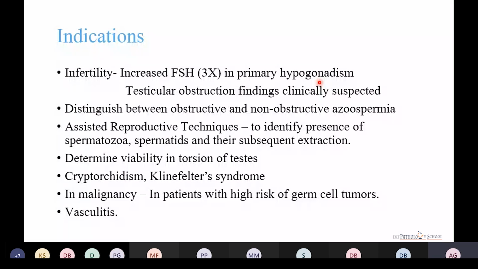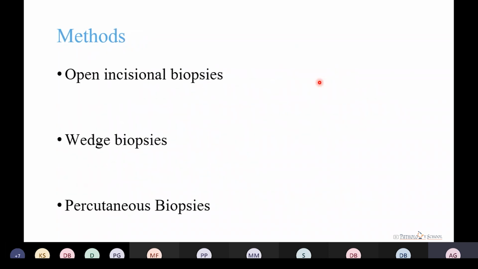Going with the indications of the biopsy: in infertility, in cases of primary hypogonadism where there are increased levels of FSH, in clinically suspected cases of testicular obstruction, in cases of infertility to distinguish between obstructive and non-obstructive azoospermia, in assisted reproductive techniques to identify the presence of spermatozoa, spermatids, and their subsequent extraction, to determine the viability of the testicular tissue in cases of torsion of testes, in congenital conditions like cryptorchidism, Klinefelter syndrome, in cases of malignancy where there is high risk of germ cell tumors, and in vasculitis.